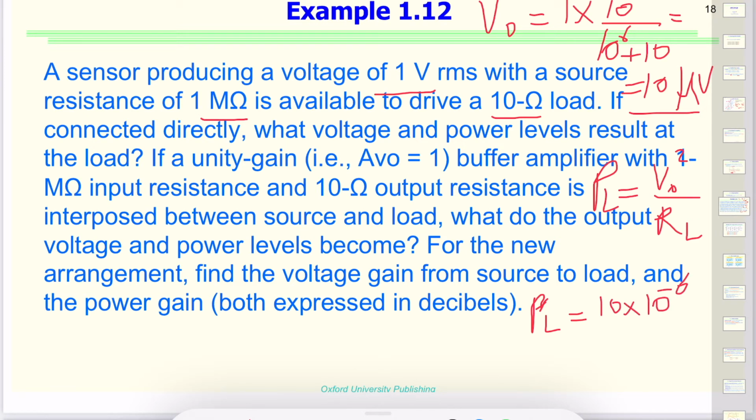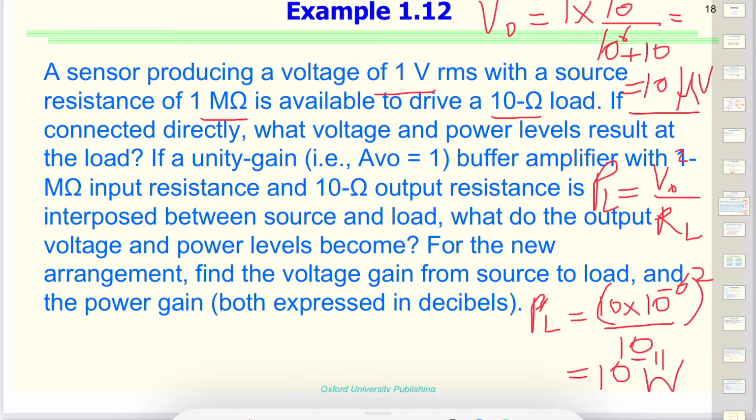That was the voltage coming up at the output terminals, divided by the load resistance, which is 10. So this is V squared over R. So we put a square. The power at the load is then, with all manipulations, 10 raised to the power minus 11 watts.